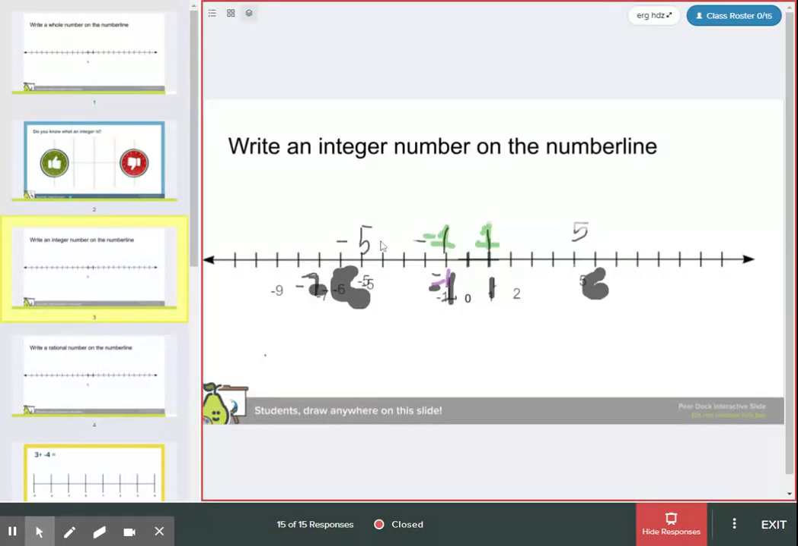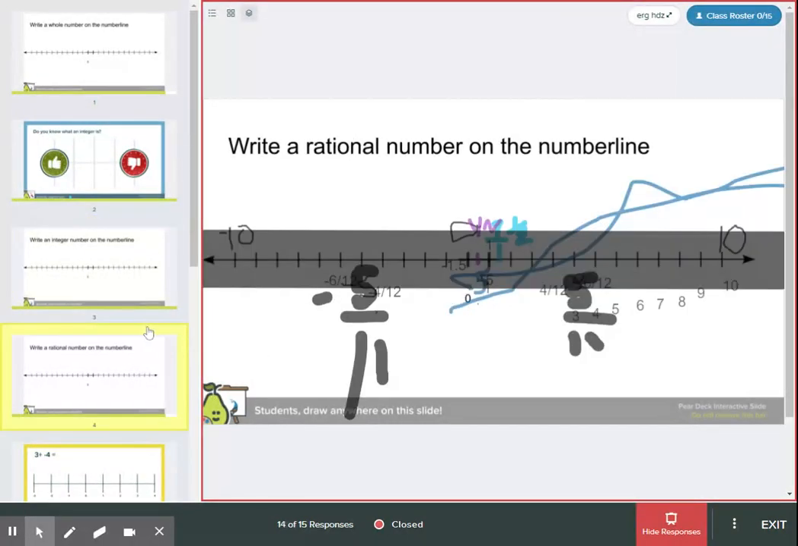Okay, the next question asked you to do integers, which could mean whole numbers that are positive or negative, okay, as people were placing on that number line.